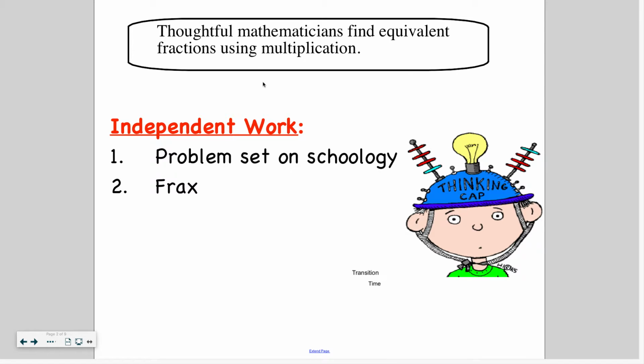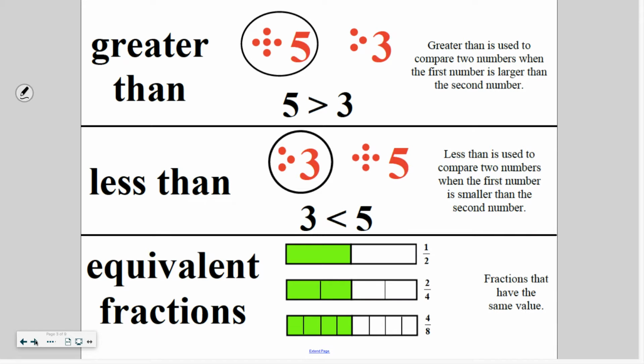Hi scholars, so today we're going to continue finding equivalent fractions, except today we're going to be using multiplication instead of visual models. Let's go over our vocabulary.